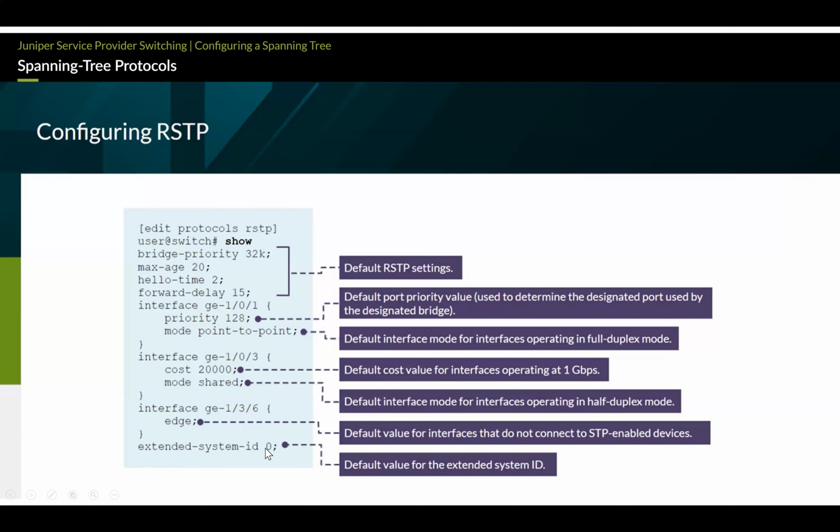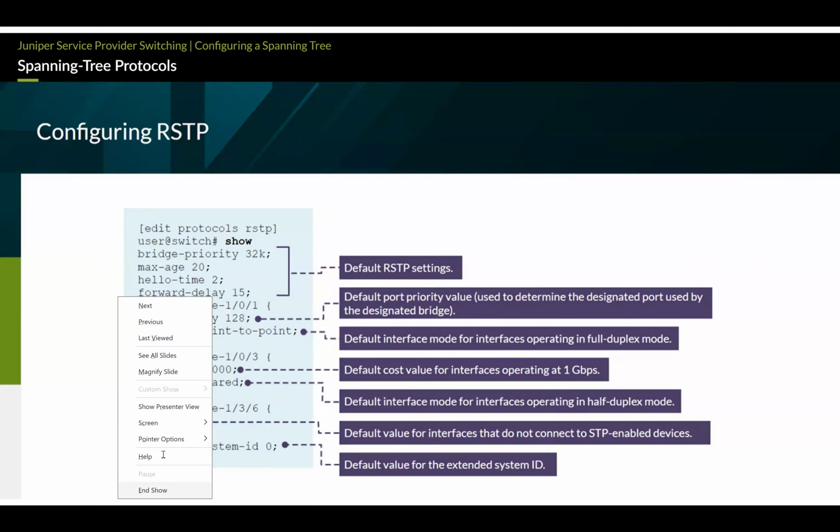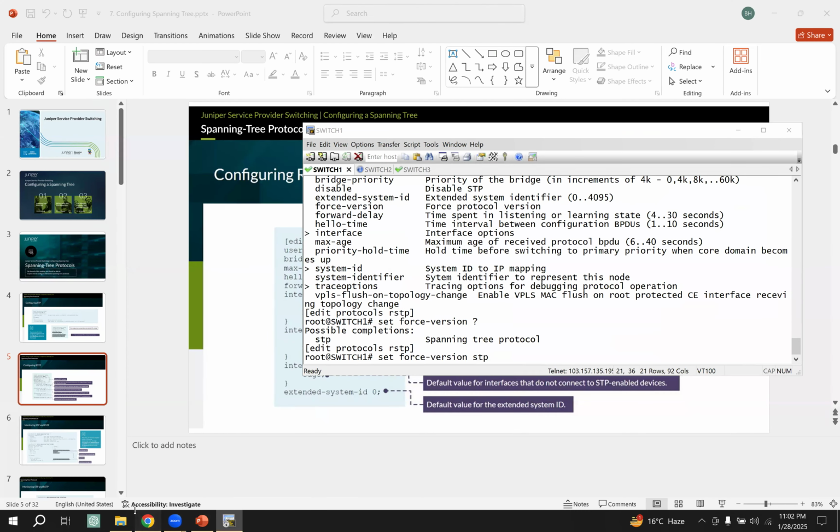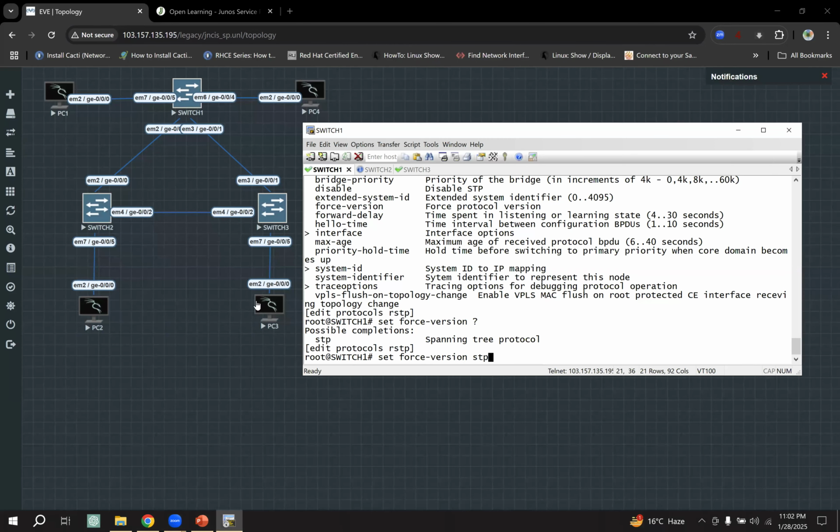Another configuration is the extended system ID. The extended system ID is 0. This is basically the default value for the extended system ID. So this is the sample configuration of RSTP in Juniper MX devices or Juniper EX or QFX devices. Okay, so let's go and check the configuration of RSTP.